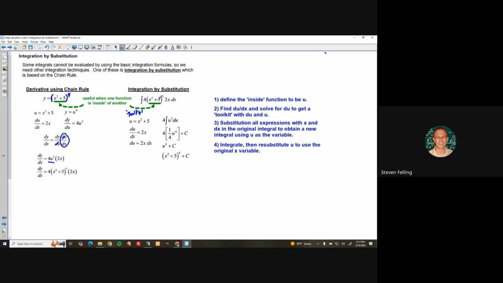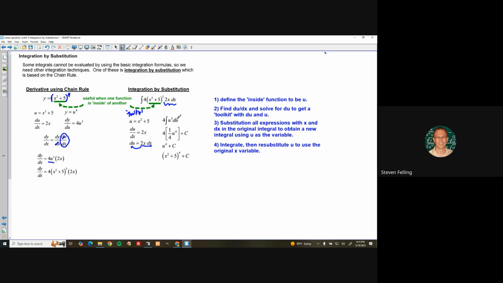So if we define u to be this inside function, x squared plus 5, then I can take a derivative of u and get du dx. In this case that would be 2x. Then I can multiply both sides by this differential dx, so that means du is equal to 2 times x times dx. Then I can substitute things from here into this original integral. So if I substitute into this integral, I have the integral of 4, and I'm just going to bring that 4 outside. But this structure can be rewritten as u cubed, and this whole 2x dx means we can substitute du for that.